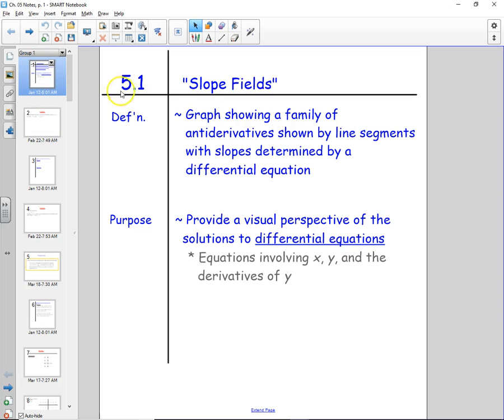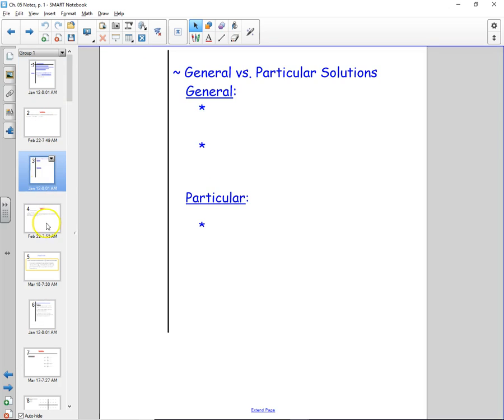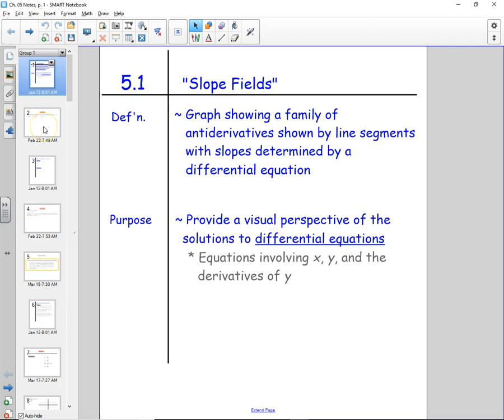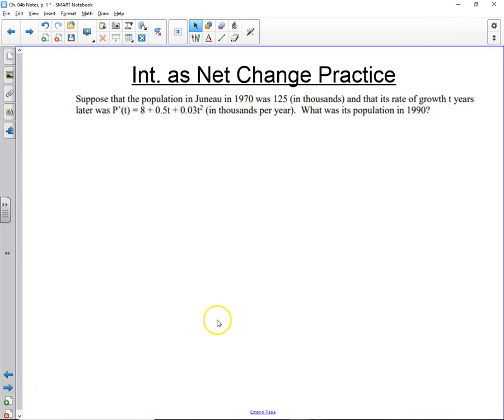But 5.1 we're going to really get into on Monday. So today we're laying the framework, the groundwork, the foundation, whatever. We're laying the beginning of this section, and then on Monday we'll dig into the AP stuff that will help us practice. Does that make sense? Okay. So let's come back really quickly to integration as net change.